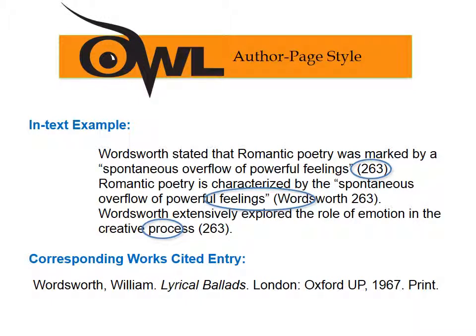Here's an in-text example, and it shows how sometimes you need to use the author's name and sometimes you only need to use the page number. If the author is identified in the text before the reference, all you need is the page number. If, on the other hand, you haven't just identified the author by name, it needs to go in the in-text citation. And note there's no comma between Wordsworth and 263 in that citation.